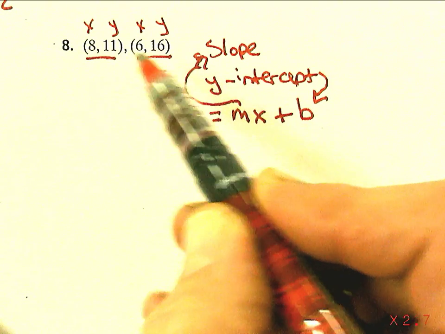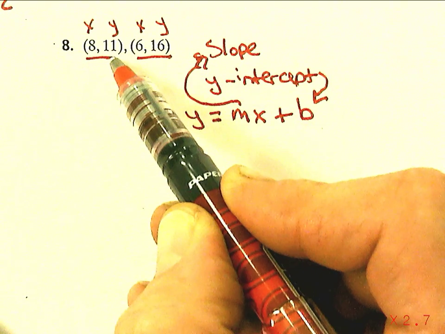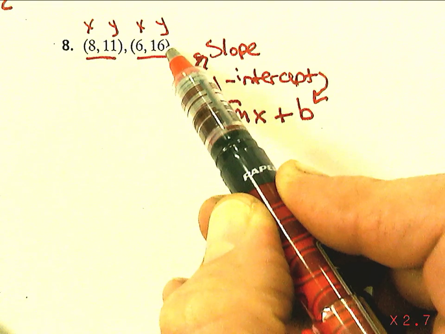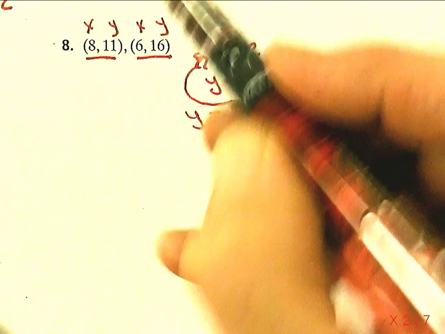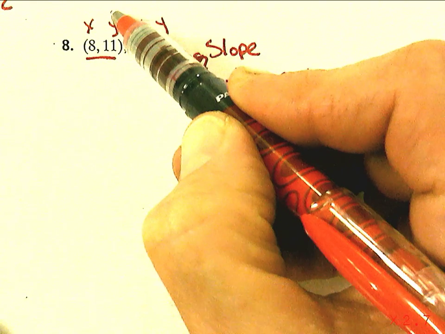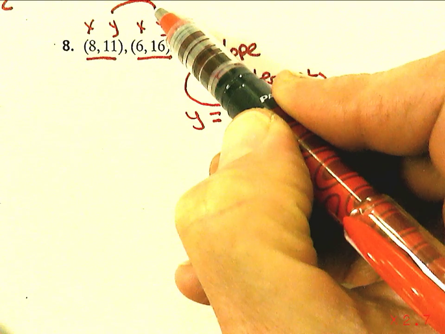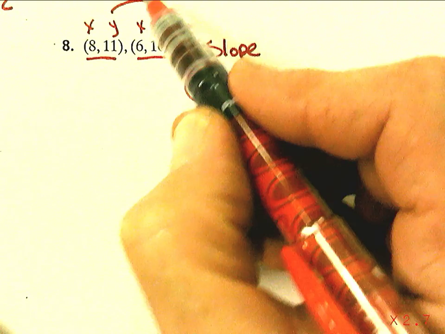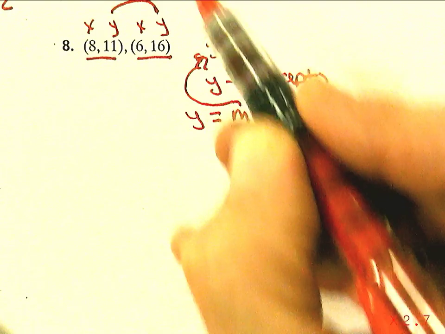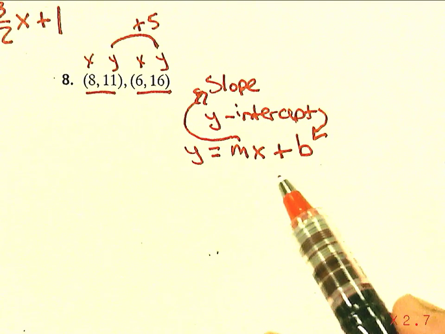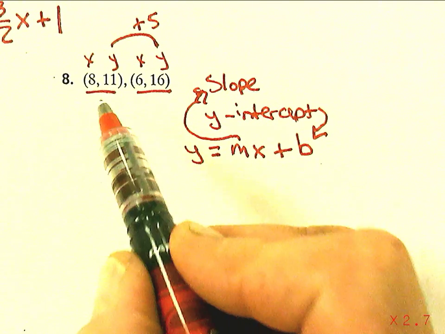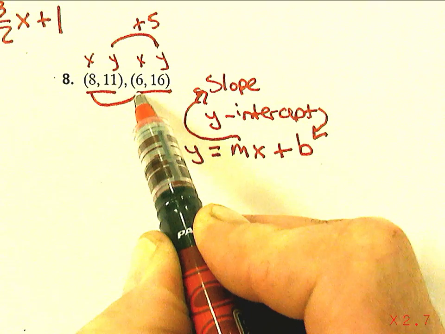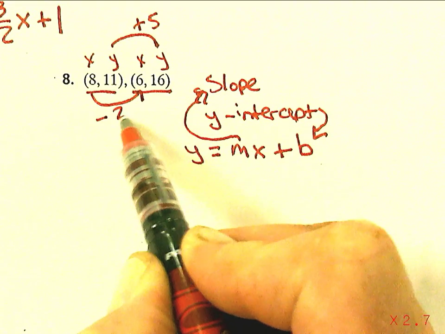If we were to graph them, we would go over 8 up 11 to find a point. We go over 6 and up 16 to find a point. So if you look at the change in y first, because that's the rise, it looks like it goes up 5. So this is plus 5. See that there, plus 5. And this change in x is down 2.